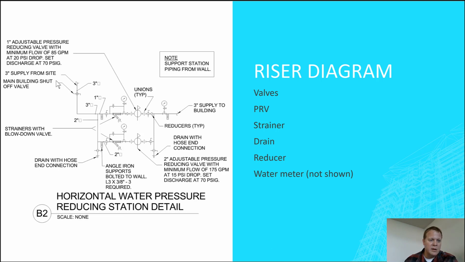So we've got this 3-inch supply line coming in. Got the main building shutoff valve right here, and we've got water coming over here. It splits in a T. Some water goes this way, some water goes that way. Looks like they've got a drain. They've got these little brackets holding up the piping. And then we've got this thing right here.